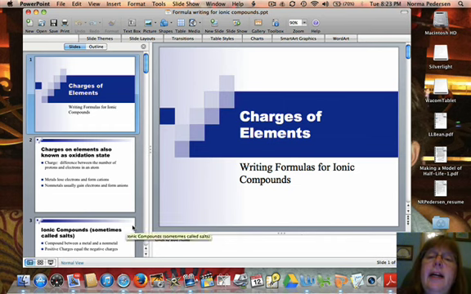All right. Well, hopefully you see how to write these formulas and know that the big goal is to make sure that the total positive charge on an ionic compound equals the total negative charge. And when using those polyatomic ions, don't separate them and use parentheses. All right. Well, we're going to practice this more in class.